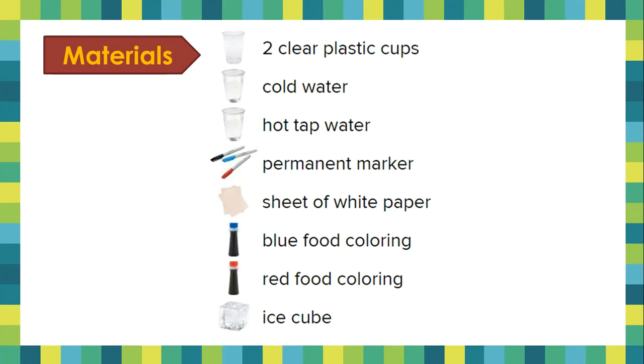All right, so what materials are we going to use? We're going to need two clear plastic cups, some cold water, and some hot tap water. Here you may ask an adult to assist you. Then we're going to need a few permanent markers, a few sheets of white paper, blue and red food coloring, and an ice cube. Right? If you only have one color, you may continue with the activity anyway, because it's going to react differently in the cold water and in the hot water as well.